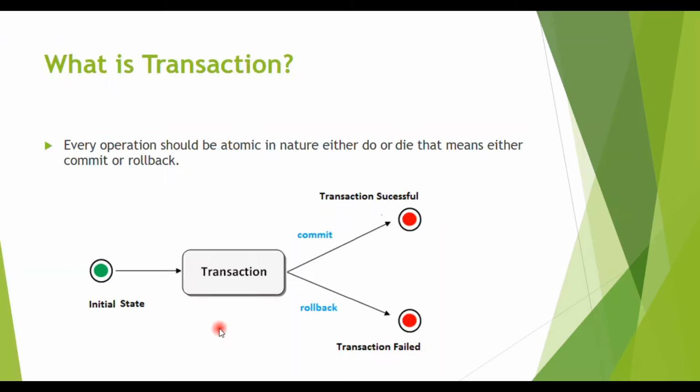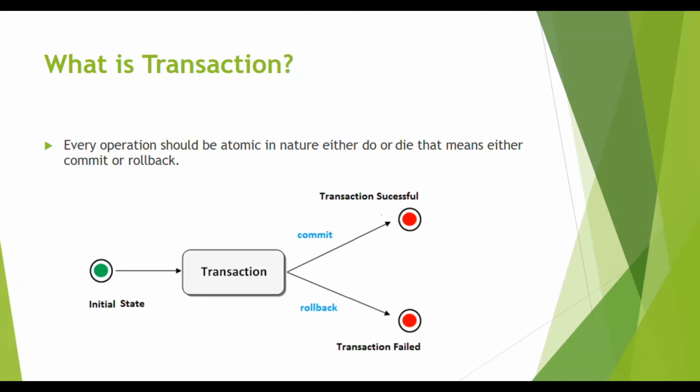Okay, so what is a transaction? Transaction means either commit or rollback, either do or die. Whenever we are doing any transaction, if the transaction is successful, then we commit that into the database, or else if any error occurs, we roll back the transaction.